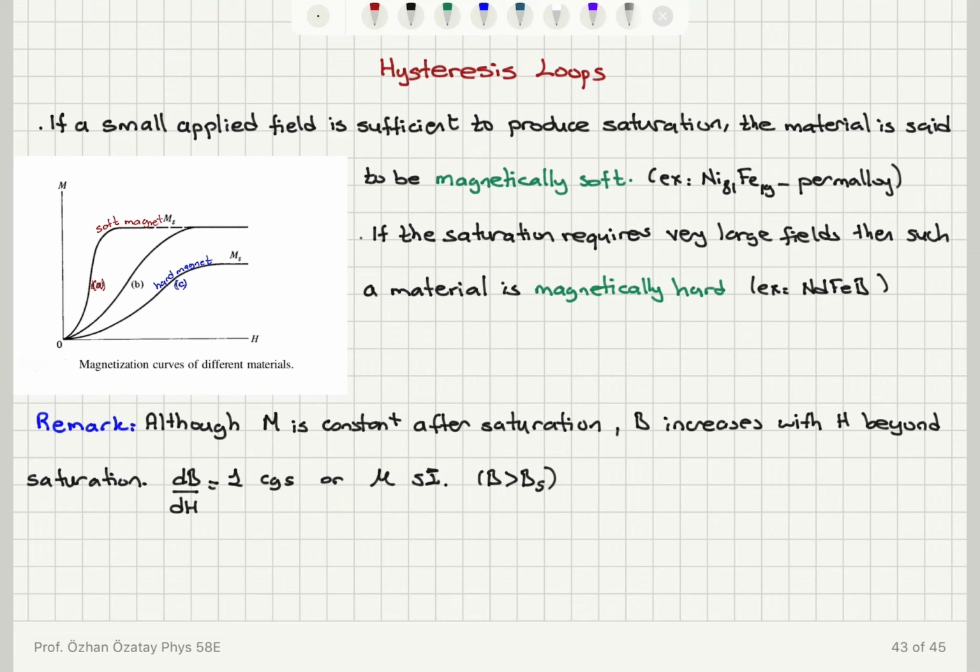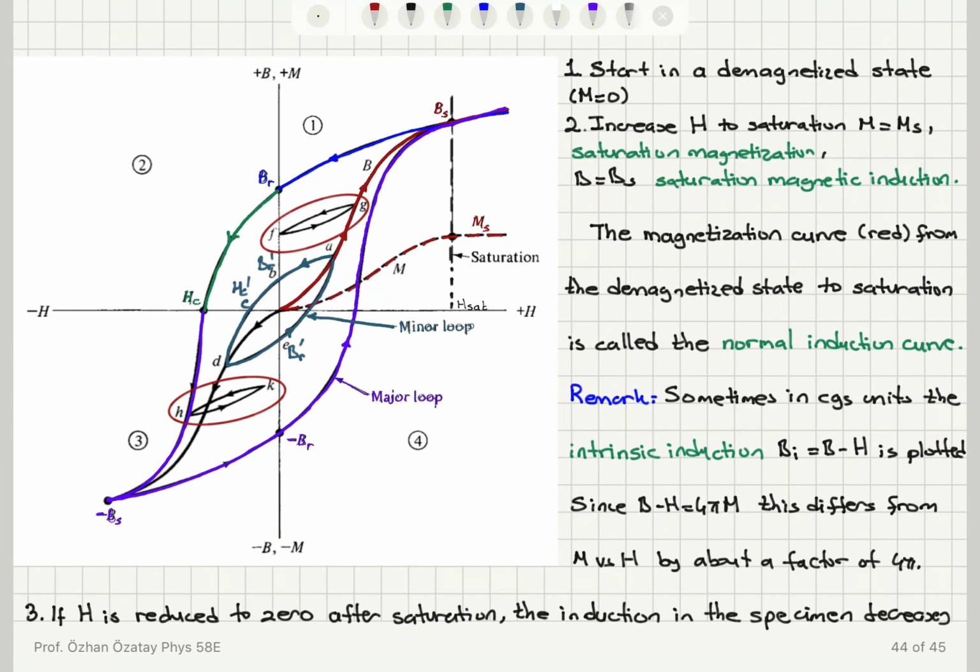Now, beyond saturation, Ms value is a constant. However, the magnetic induction will still increase with some slope because dB/dH is 1 in CGS or mu in SI, so it is not going to be a constant value beyond saturation. So if you look at the complete magnetization curve of a ferromagnet starting from a demagnetized state where the magnetization is zero, increasing the magnetic field to saturation, we have the saturation magnetization obtained with the corresponding saturation magnetic induction, and once again beyond this Ms is constant, Bs is not, as you can see.